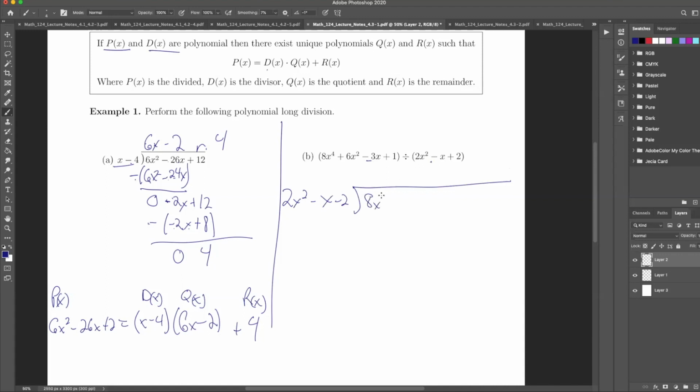We have 8x to the 4th plus 6x squared. But notice here, I don't have an x to the cube, so I'm going to write 0x cubed plus 6x squared minus 3x plus 1. And the reason I wrote this 0 here will become very obvious soon, hopefully.